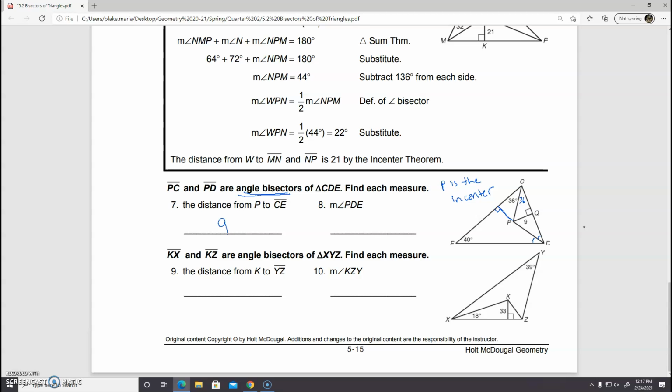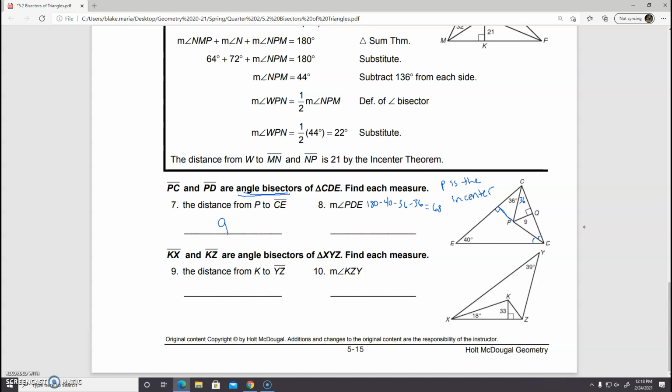The measure of angle PDE. We want this angle right here. So we're going to look at a total triangle. We're going to say a total triangle is 180 degrees. We're going to subtract out the 40 we already have, and the 36, and the other 36, and we're going to be left with a number. Minus 40 and 36. 68.